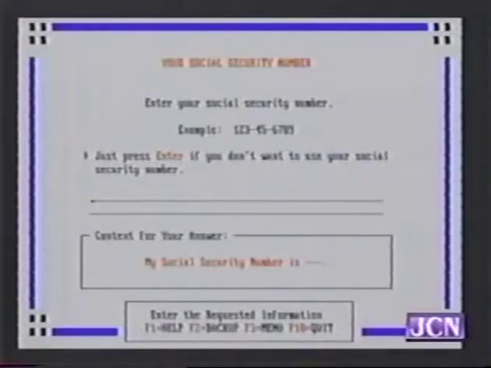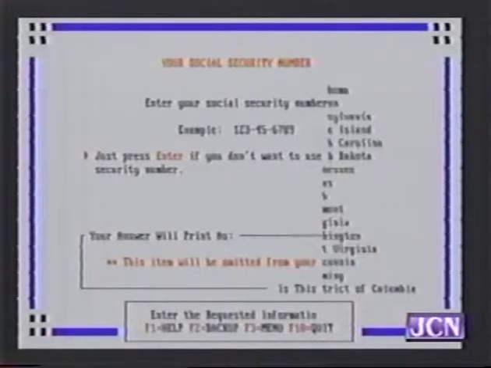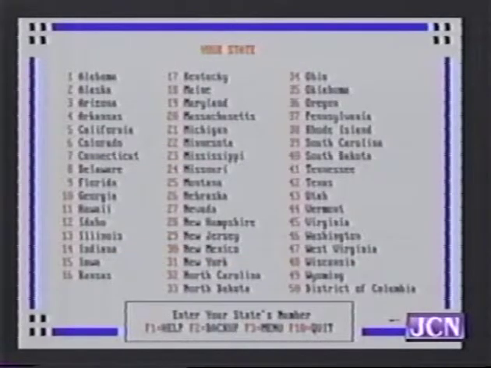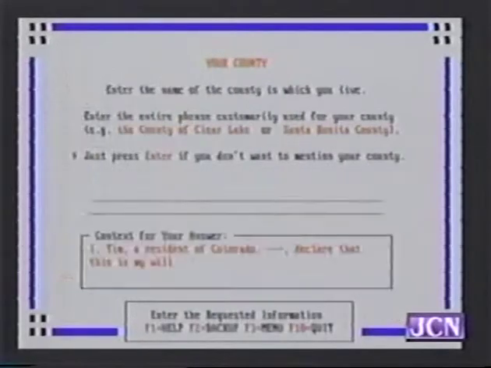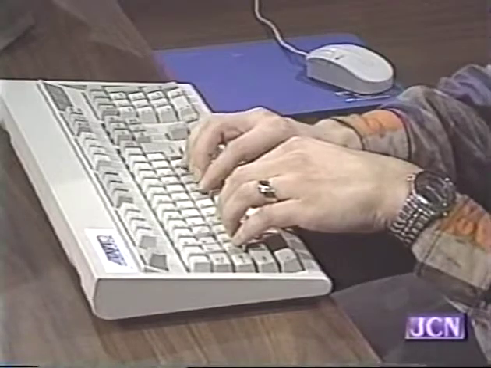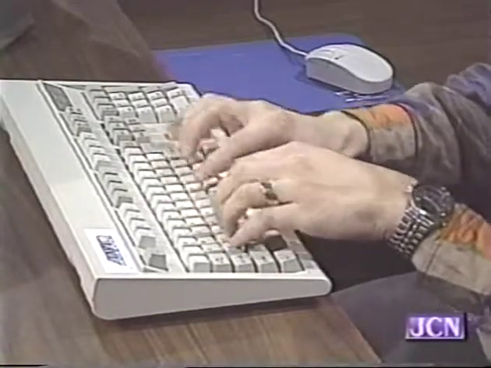Enter your first name first. Well, I'll just do first name only, Tim. And it says, is this okay? Well, it was with my parents. I guess it's okay with me. We're going to skip the Social Security number. That's not important. As to your state, go with Colorado. And is this okay? Yes, we'll go with that. Enter the name of the county in which you live. Well, we don't care about the county, so we'll just omit that from the record.